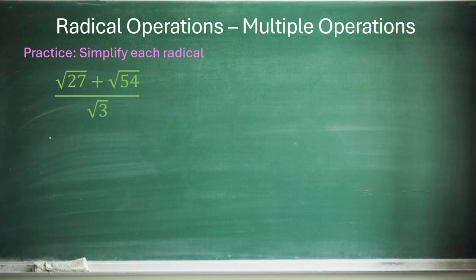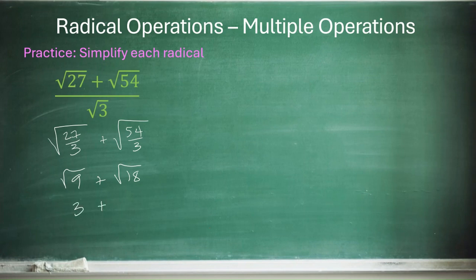So I'm going to go ahead and start by writing this as the square root of 27 divided by 3. Remember, that's the division property, plus the square root of 54 divided by root 3. And then I'm going to simplify from there. So 27 divided by 3 is 9, plus 54 divided by 3 is 18. So now I have root 9 plus root 18. Root 9 is a perfect square. So when I take the square root of it, I get a whole number, which is 3.